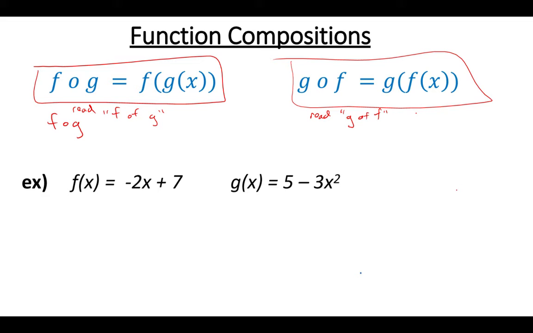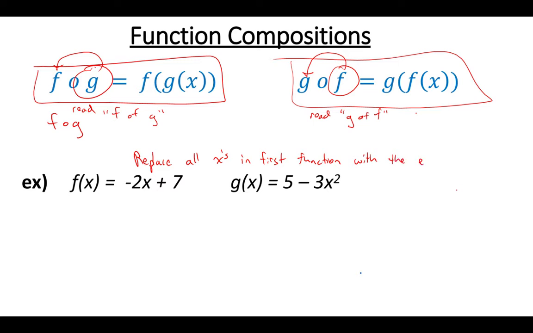So when we do this, we're going to take whatever the second function is, and we're going to plug it into the first function. So in this one, we're taking g and plugging it into f. You can see the notation, how that looks there. Basically, what we're going to do is replace all x's in the first function with the entire second function. I'm going to do one example of this, and then we're actually going to do most of the work in Delta Math.